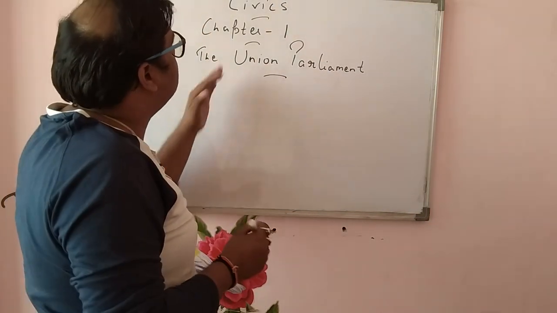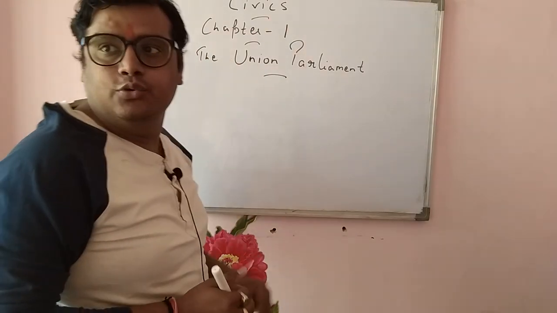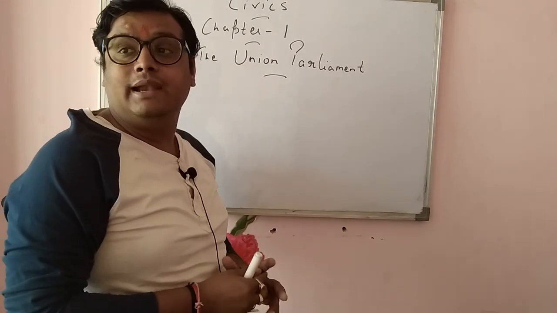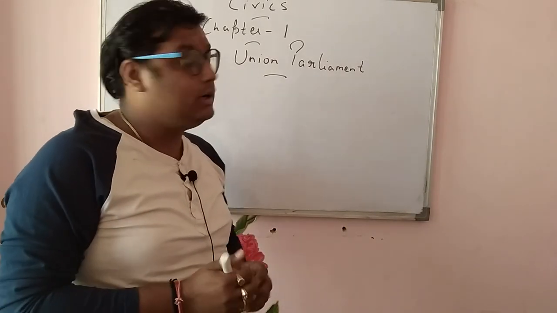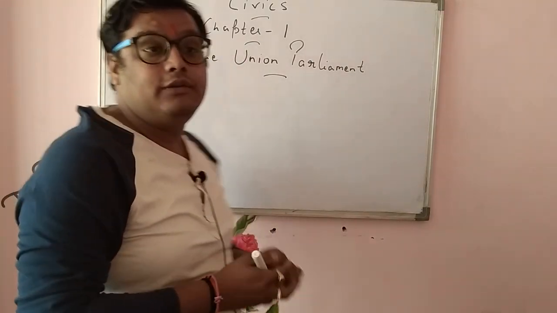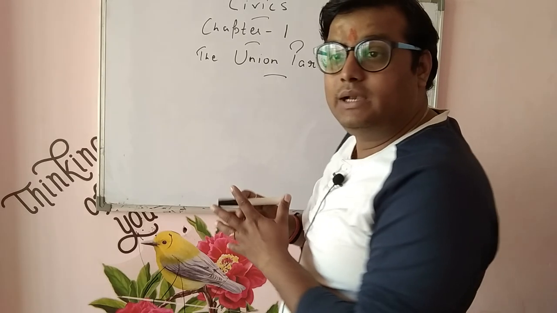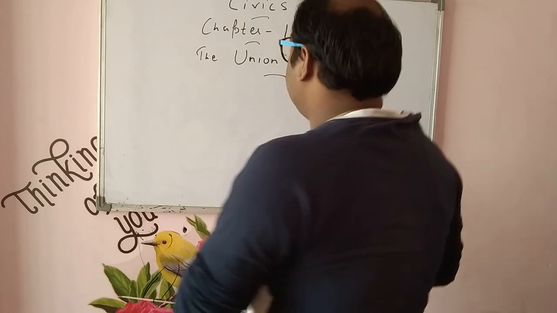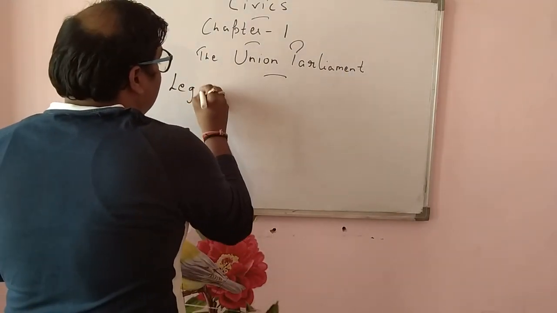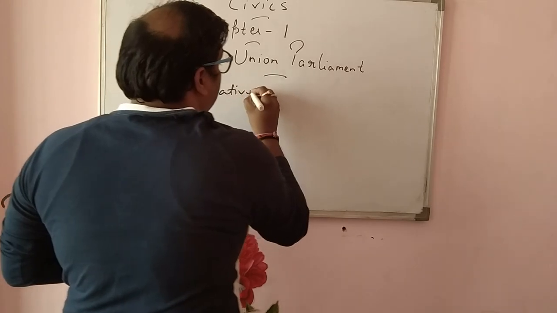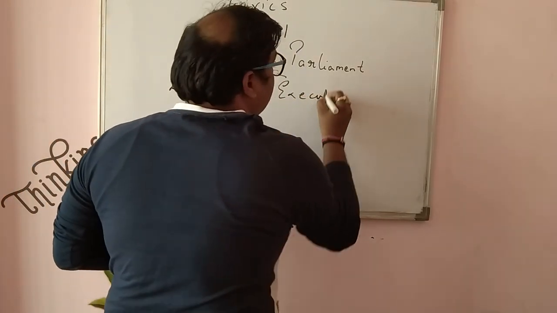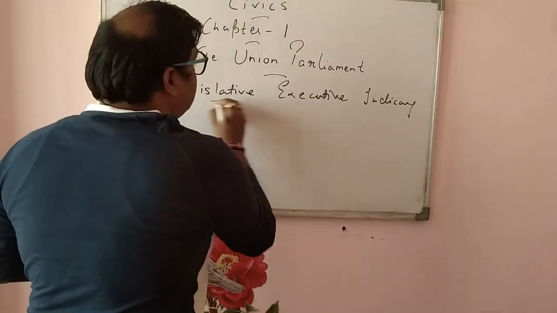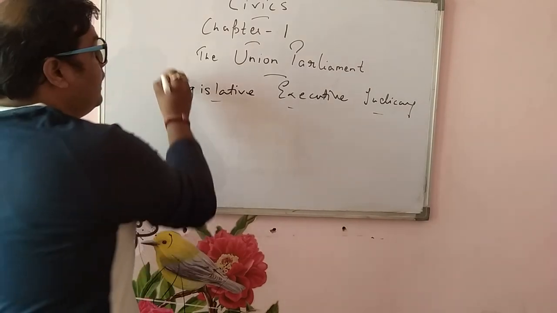Today we will be discussing the Civics chapter number 1, that is the Union Parliament. The Union Parliament is the supreme legislative body that makes the law in a country. Before we talk about the different things in the Union Parliament, note that there are 3 organs in a democratic setup of our country: first legislative, second executive, and third judicial. These are the 3 main organs of a government.